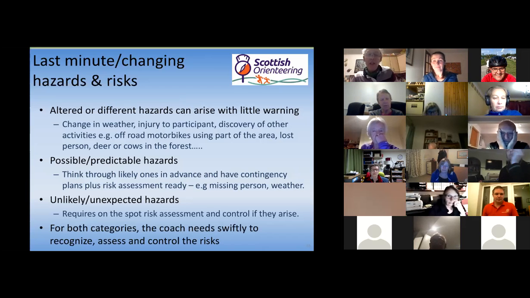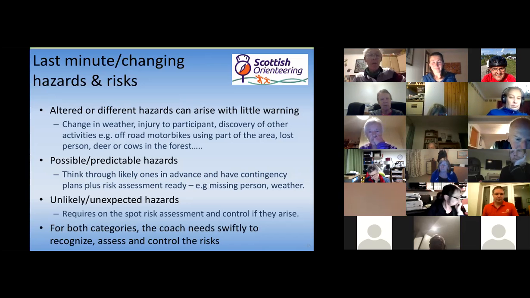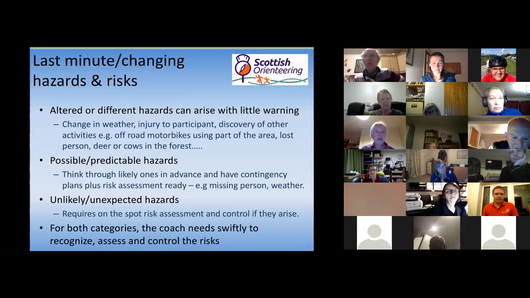But then at this point, if you're the lead coach, you need to be reconsidering your risk assessment and looking for what precautions you put in place immediately. I said some of these which can change at the last minute are possible, they're predictable hazards. So what happens if somebody goes missing? You've sent people out on a coaching loop and somebody doesn't come back, or there's a sudden deterioration in weather. So you can deal with that, but then there's the ones which you really wouldn't have thought of, right?